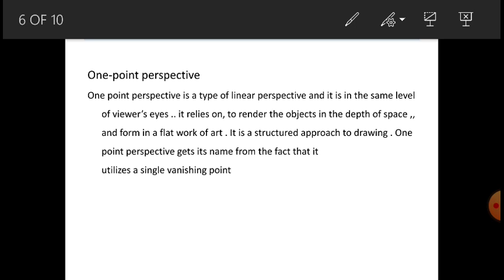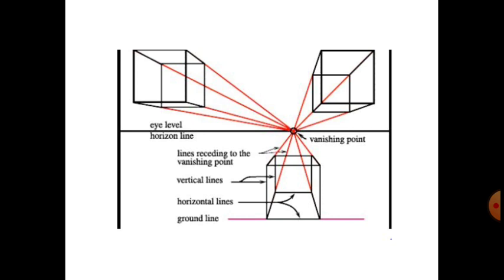If you can read the definition, 1 point perspective is a type of linear perspective, and it is at the same level as the viewer's eye. It is used to render the object in depth of space from flat artworks. 1 point perspective is named from the fact that it utilizes a single vanishing point. Okay, a single vanishing point is used, so we say it is 1 point perspective. So if you can see here, the objects are being drawn with the projection lines from the one single vanishing point or the perspective point.